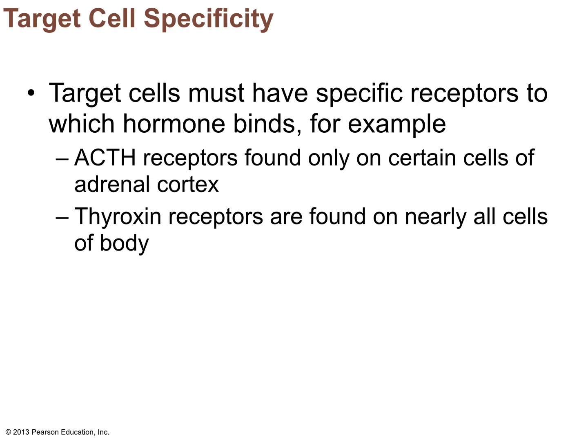So it doesn't bind anywhere else in the body. You have other hormones that are a little more widespread in the number of tissues they affect, something like one of your thyroid hormones called thyroxine. There are receptors found on nearly all the cells of the body, which means that thyroxine will bind to all sorts of different tissues or most of the tissues throughout the body.